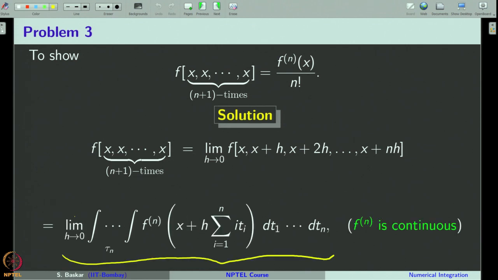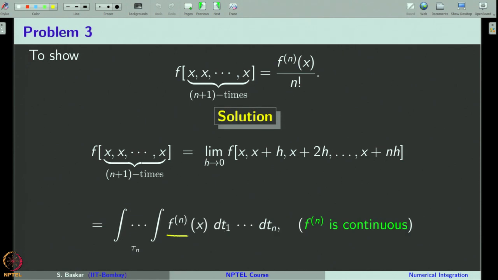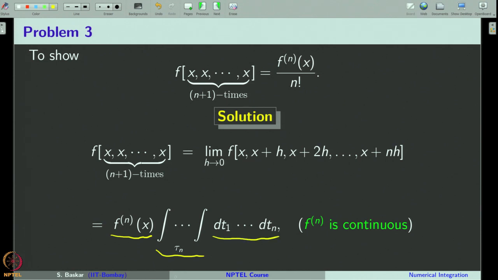What I am doing is taking this limit inside, right? You can do that. I leave it to you to see why, because f^(n) is continuous and tau n is bounded, right? Therefore, you can take the limit inside, and further, since f^(n) is continuous, you can take the limit further inside this bracket, and therefore, you get f^(n) of x. And the integral is taken over this tau n, right? Now, you see, this term is independent of all these t i's. Therefore, you can pull this out and write f^(n) of x times the integral dt1 up to dtn.